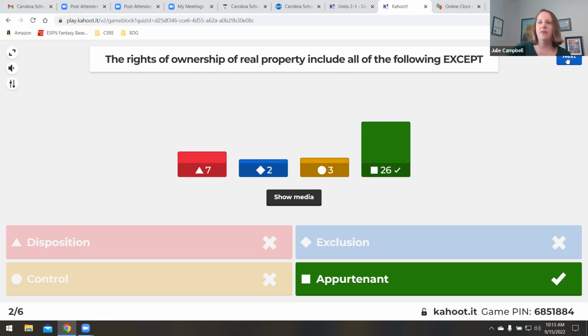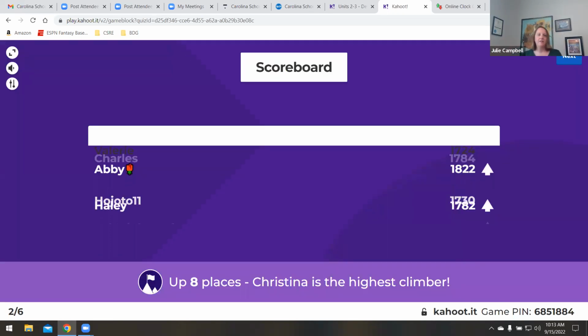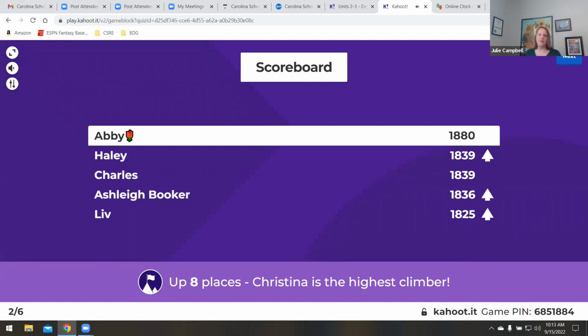So see our scoreboard kind of tallies up. Abby climbed up, Haley climbed up, Charles, Ashley climbed up, Liv. Christina is our highest climber this round. She's up 8 places. That's exciting.